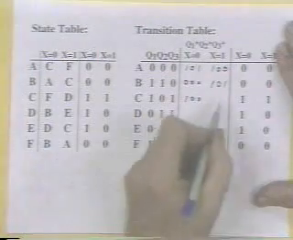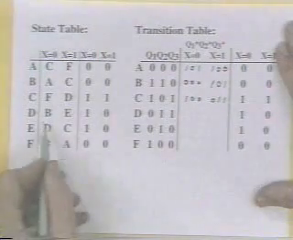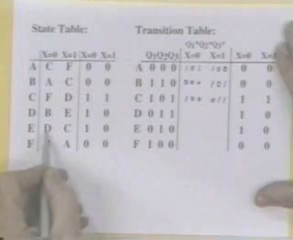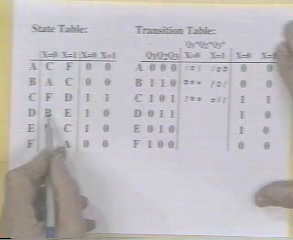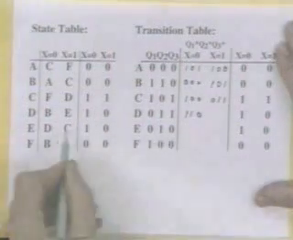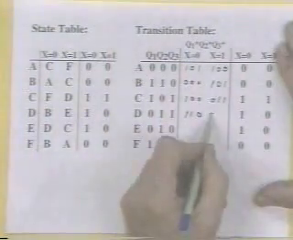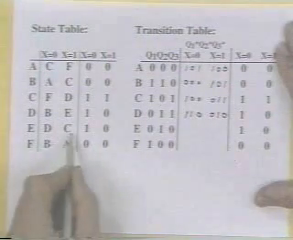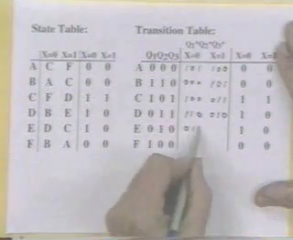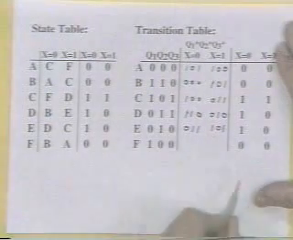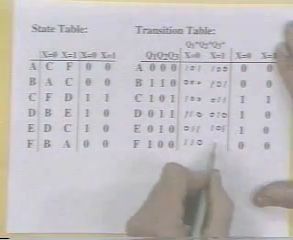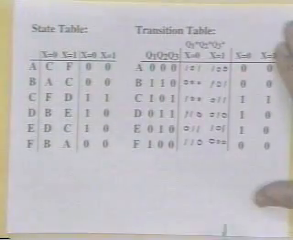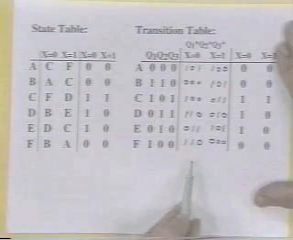And for D, it's 011. And for E, it's 010. So here we have B and E. B is 110, and E is 010. Here we have D and C. D is 011, and C is 101. Here we have B and A. B is 110, and A is 000. So that completes the transition table for this state assignment.